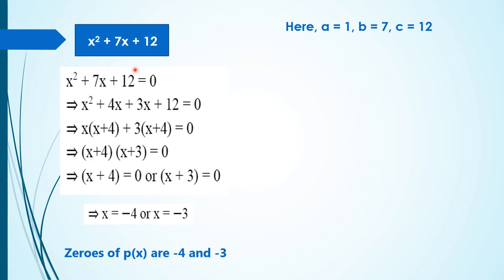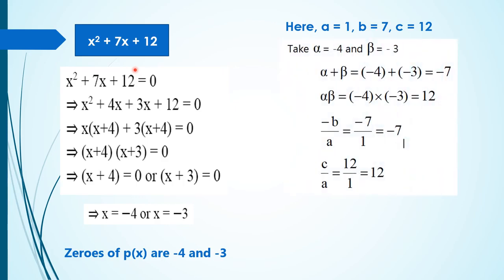Now here a is 1, b is equal to 7 and c is equal to 12. It's very clear from the given polynomial. Whatever zeros I got, I'll take the first zero as alpha and the second one as beta. Here zeros are minus 4 and minus 3. Now take alpha is equal to minus 4 and beta is equal to minus 3.